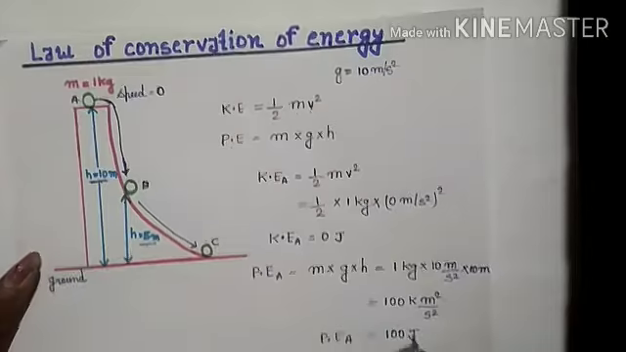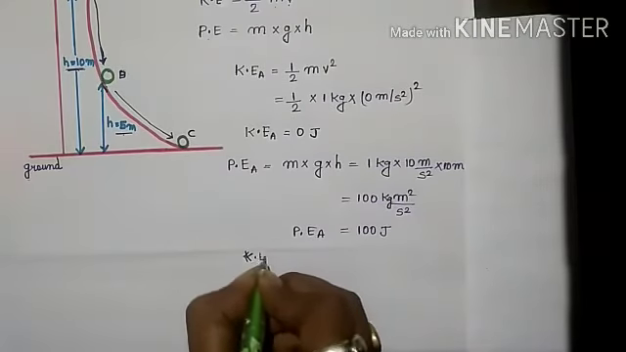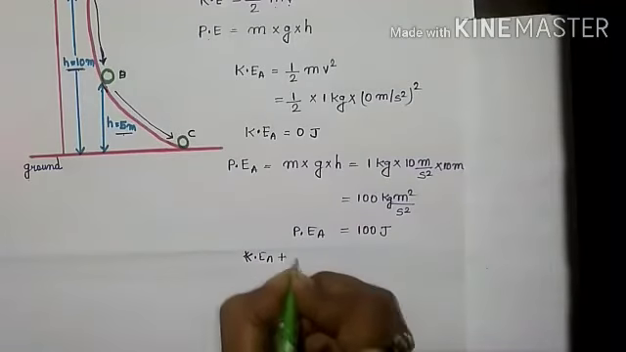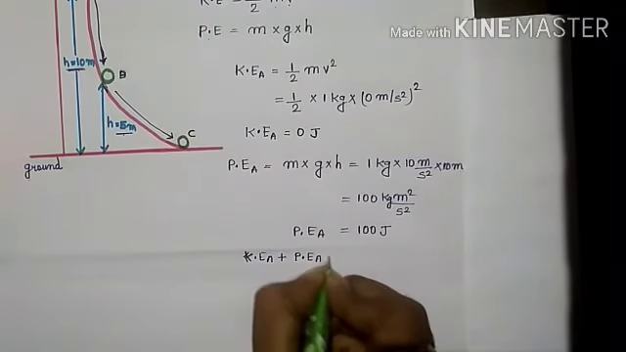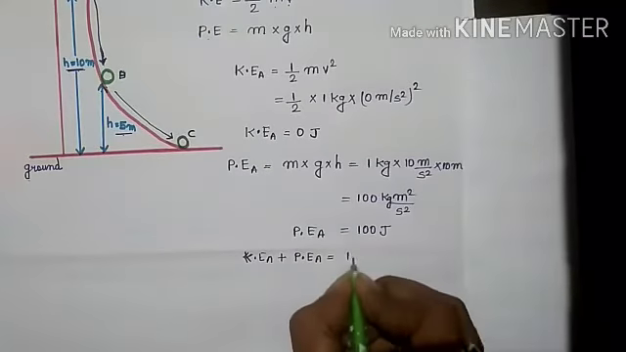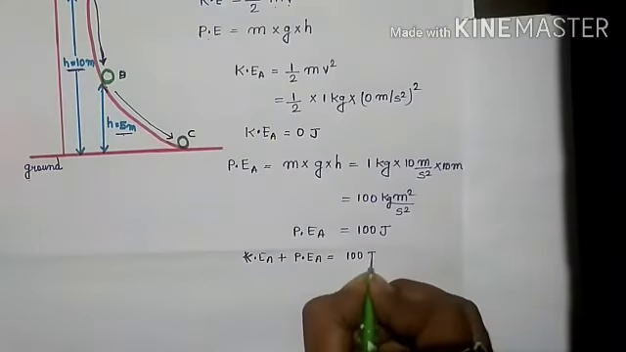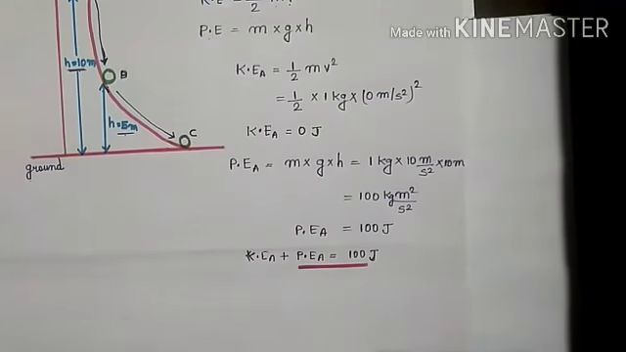Now we know that the sum of kinetic energy and potential energy is called mechanical energy. So here kinetic energy is 0 and potential energy is 100 joule. So their sum will be 100 joule.